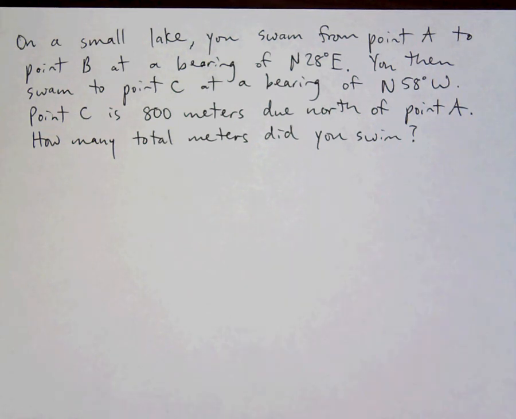It says, on a small lake, you swam from point A to point B at a bearing of northeast 28 degrees. We're going to talk about what bearing means here in a second. You then swam to point C at a bearing of northwest 58 degrees. Point C is 800 meters due north of point A. How many total meters did you swim? So we've got to get a picture going here.